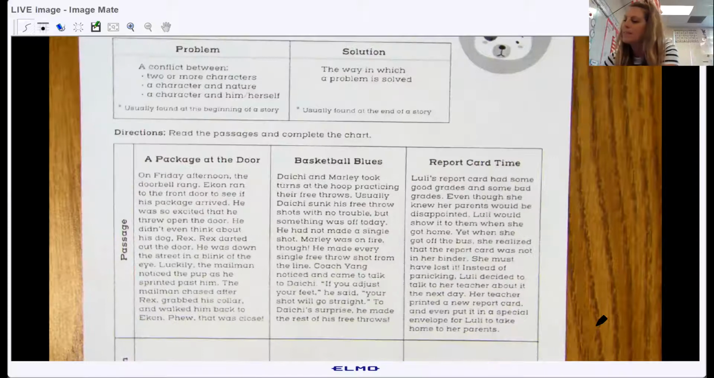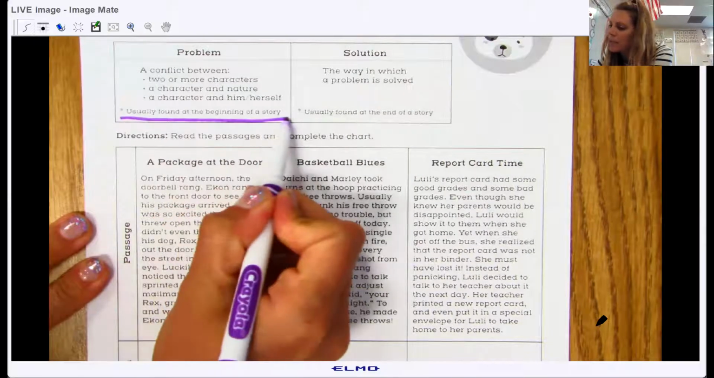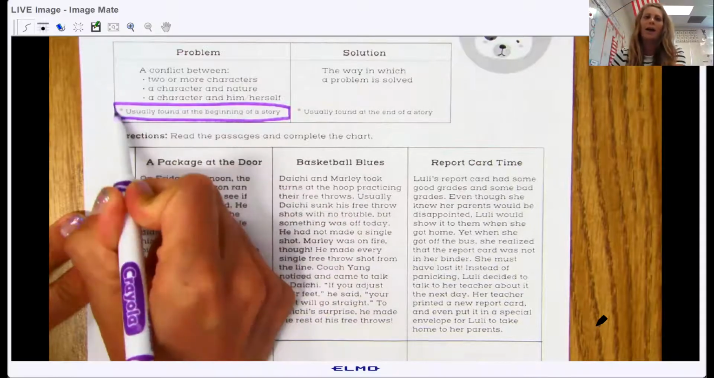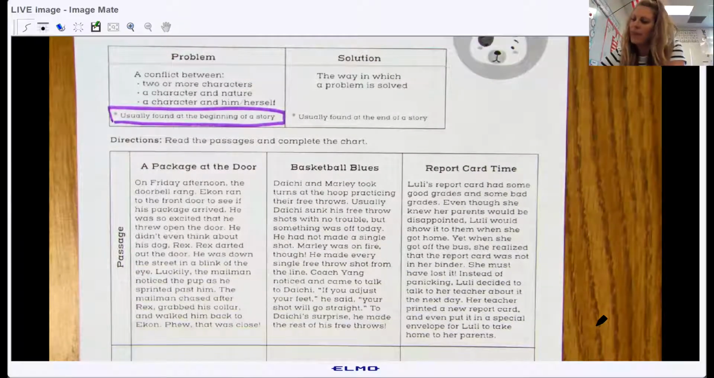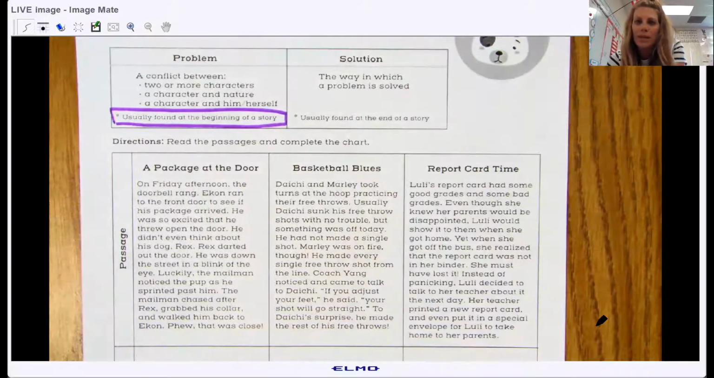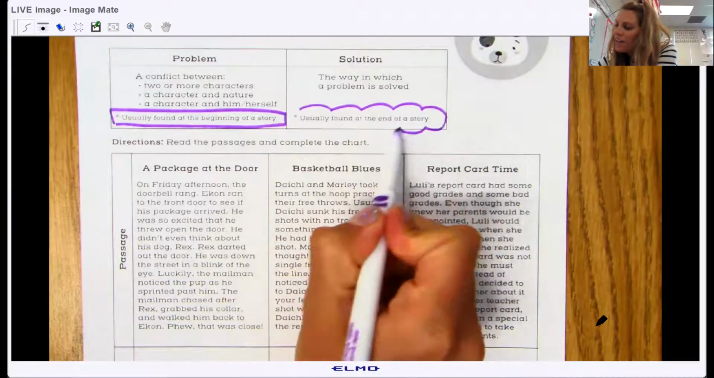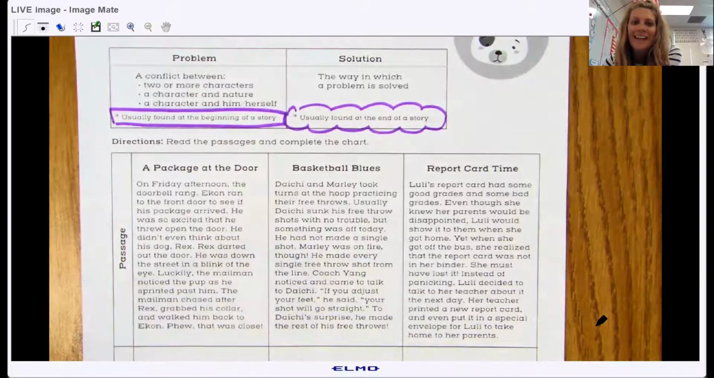Okay, and then this is so important. I mentioned that it's usually found at the beginning of the story. Okay, so then we have the solution, and we know that that's the way the problem is solved. And that's normally found at the, you guessed it, the end.